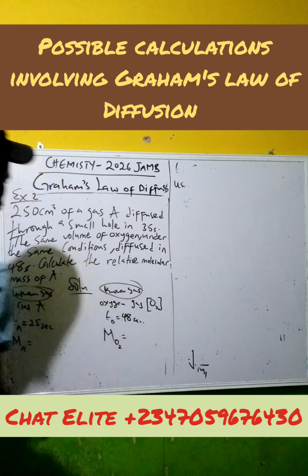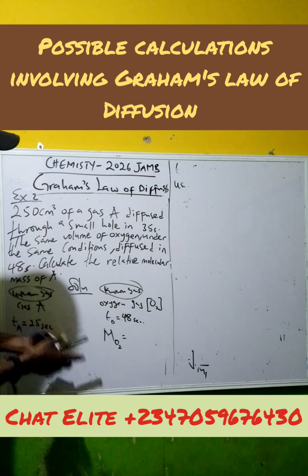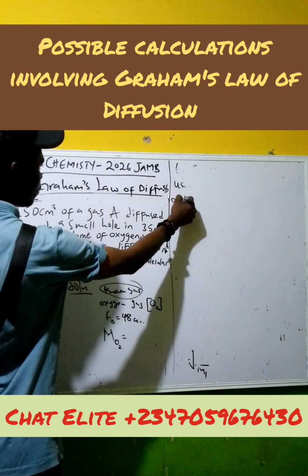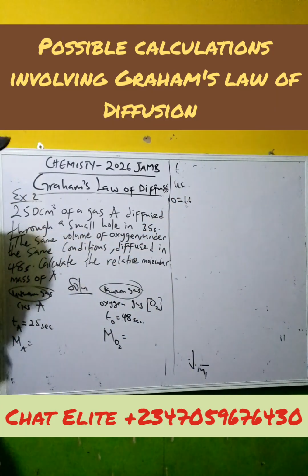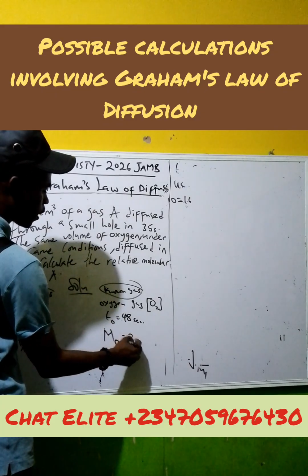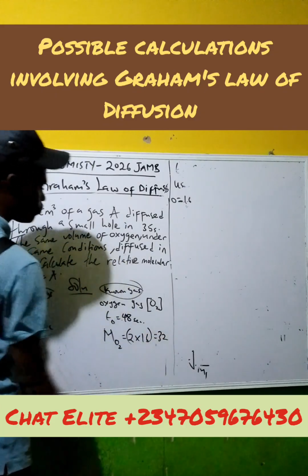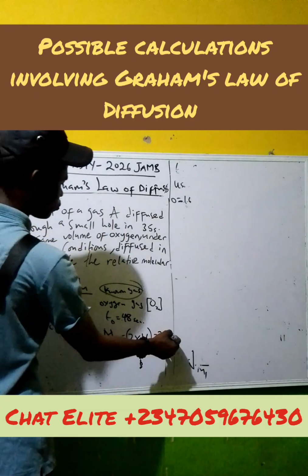So literally, the mass number of our oxygen is always 16. Since it's 16, then we have 2 times 16. So it's going to be giving us 32. Okay, so we're having 32 grams.